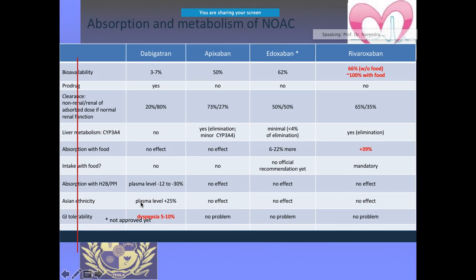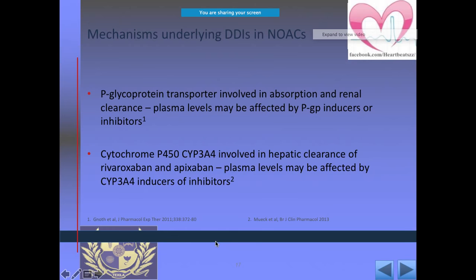And in fact, dabigatran, when you look at Asian ethnicity, has shown that the plasma levels tend to be almost 25% higher. And as I said, one of the most common side effects with dabigatran is gastritis. So you must be able to take care of its common side effect.